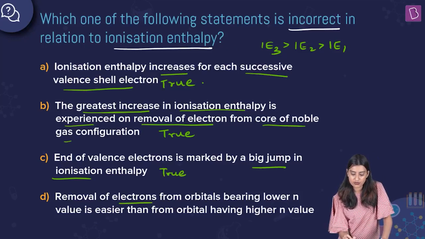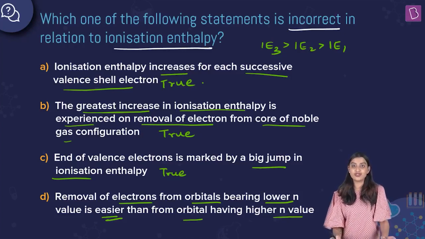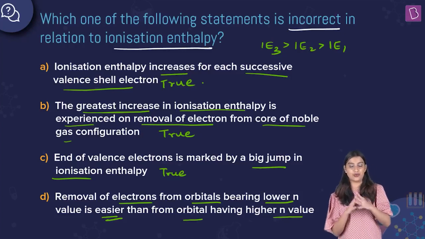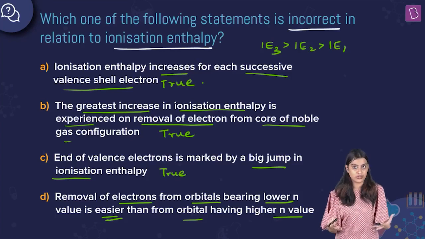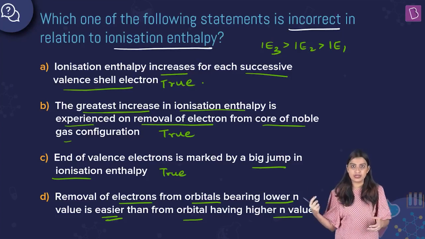Then you have option D. Removal of electrons from orbitals bearing lower n value is easier than from orbital having higher n value. Okay. So think about it. Wherever you have a higher value of n, there your electron is more loosely bound to the nucleus, which means it's more easy for us, it's more feasible to pull out the electron.